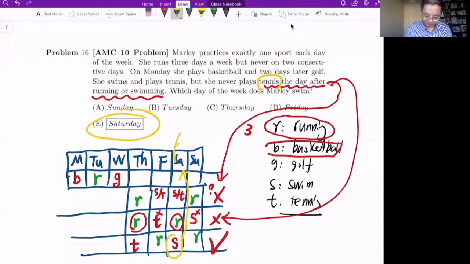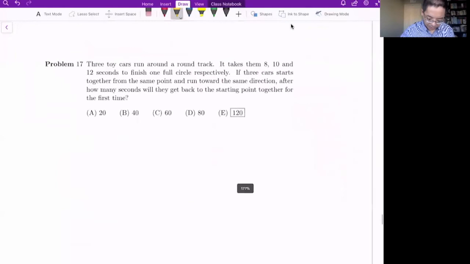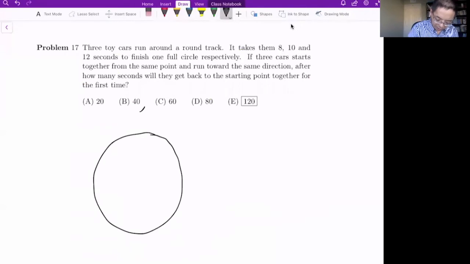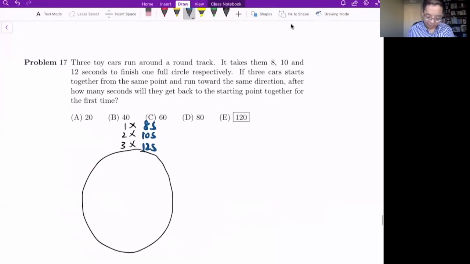Now let's look at problem 17. Problem 17 says there's a round track. We have 3 cars: car 1, car 2, car 3. The first one needs 8 seconds to finish the circle. The second one is slower, 10 seconds. And the third one takes 12 seconds to finish a full circle.